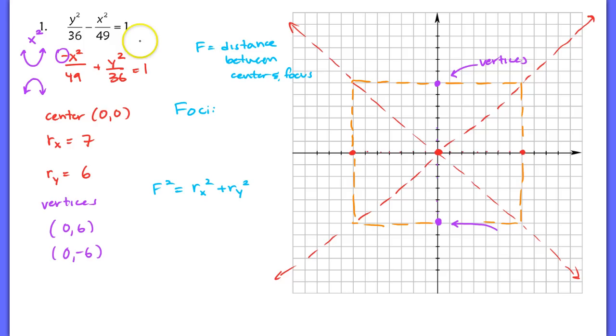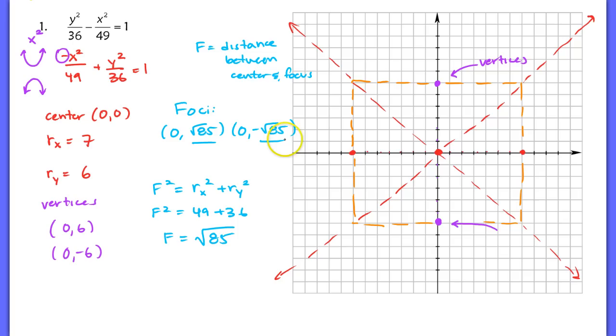Now if I solve here, I have 49 plus 36 equaling f squared, which means f is equal to the square root of 85. So we know that our foci have to lie within the hyperbola. Okay, they're on the inside portions of the hyperbola. So we know that our coordinate has to be 0 and then root 85 and 0, negative root 85. So we have to move up root 85 units and down root 85 units.